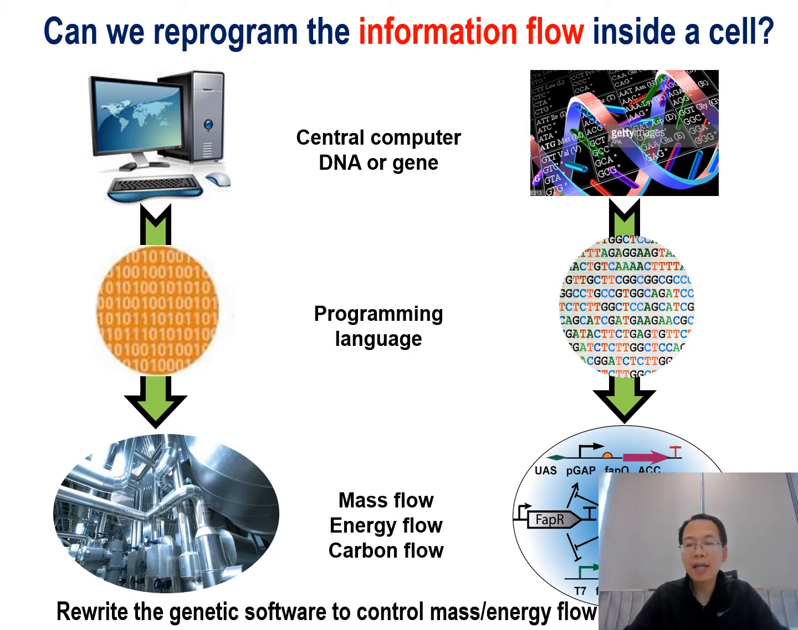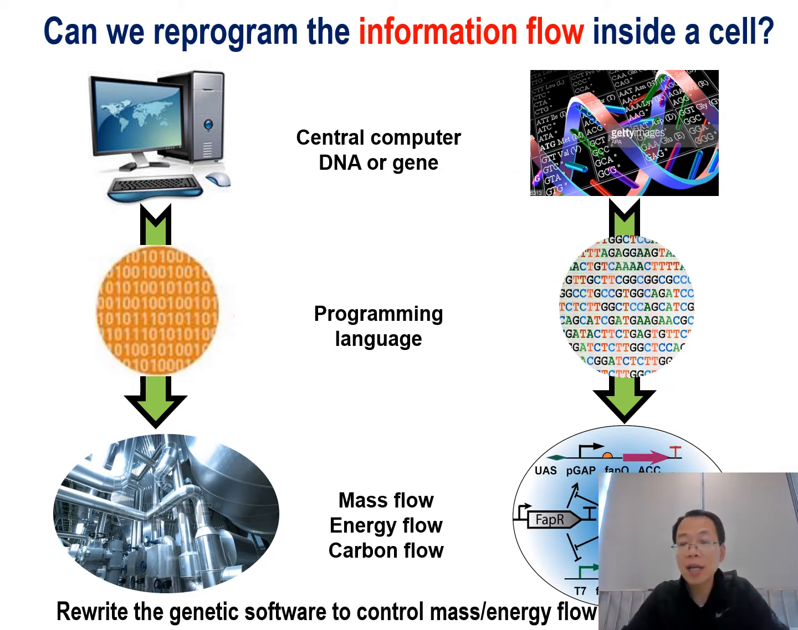So here's another rhetorical comparison between a chemical plant and a real microbial cell factory. On the left-hand side, you can see if you have a central computer in the chemical plant, we can use the C language and maybe Python to program the 0101. Eventually, we can control the mass flow and energy flow by controlling the valves, or maybe the flow rate of the heat exchanging process and the cooling process.